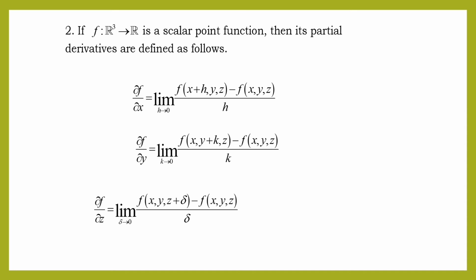The next partial derivative dou f by dou y is defined by the formula limit k tends to 0 f of x comma y plus k comma z minus f of x comma y comma z upon k. The last partial derivative is given by dou f by dou z equals limit delta tends to 0 f of x comma y comma z plus delta minus f of x comma y comma z upon delta.